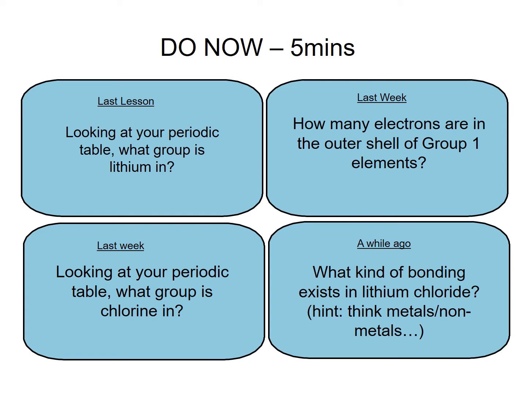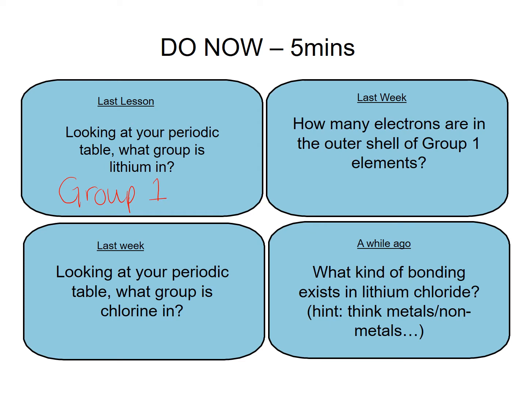The first question, looking at your periodic table, what group is lithium in? You will notice that it is on the left-hand side of the periodic table, and it's in the first column. So lithium is in fact in group 1. Well done if you got that one right.